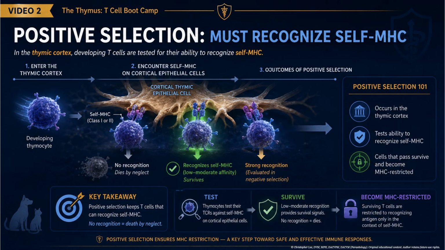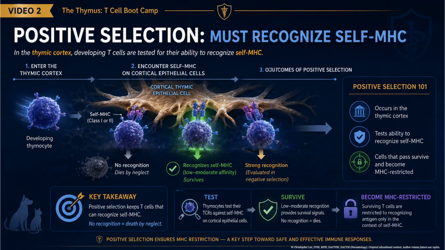The first major checkpoint is positive selection. Positive selection asks a simple question: can this developing T cell recognize self-MHC at all? This mainly happens in the thymic cortex, where developing thymocytes interact with cortical thymic epithelial cells. Those epithelial cells display self-MHC molecules. The developing T cells test their T cell receptors against those MHC molecules. If the T cell receptor binds self-MHC with appropriate low to moderate affinity, the cell receives a survival signal. That survival signal is the positive in positive selection.